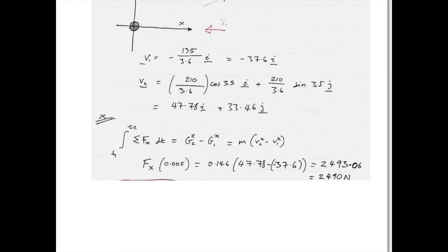And then we can apply the impulse-momentum equations in both components. So doing that first in the x direction, our impulse is going to be the difference between the final and initial states of momentum, or more simply m times (v2x minus v1x), where Fx is the force and delta t is the interval over which it acts. Given the mass of the ball, we can work out that the force in the x direction from the bat on the ball is 2,490 newtons.